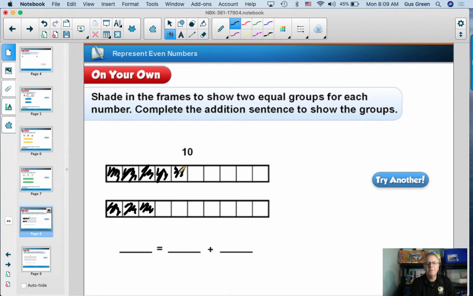So 1, 2, 3, 4, 5, 6, 7, 8, 9, and 10. So down here, I'm going to write the total that we're looking for, which is 10. And then how many did I shade in on the top is 5. And how many did I shade on the bottom? Another 5.